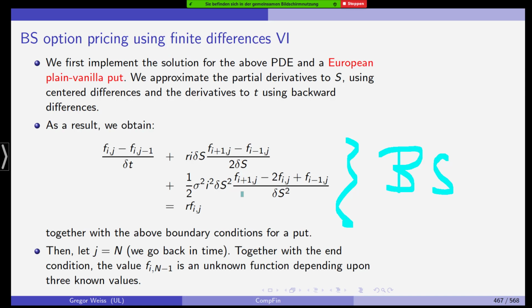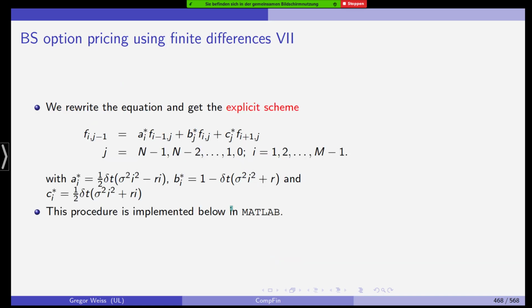Then let j equal to n, we go back in time, and together with the nth boundary condition, this value f(i, n-1) is an unknown function depending upon 3 known values. So if you solve this, you have to rearrange this. We have to rewrite this and get what we call an explicit scheme. f(i, j-1) equals, and so on and so on.